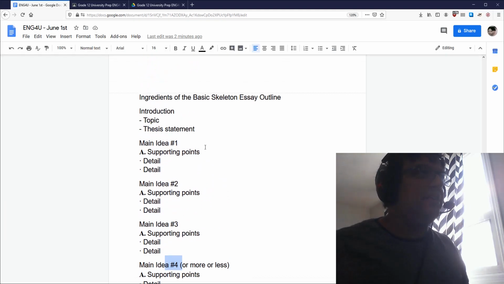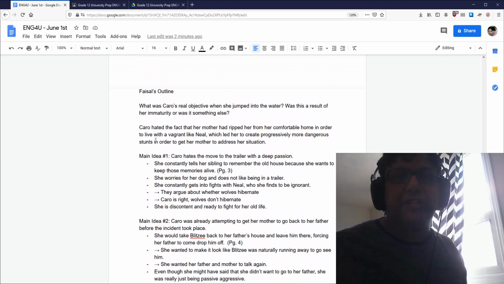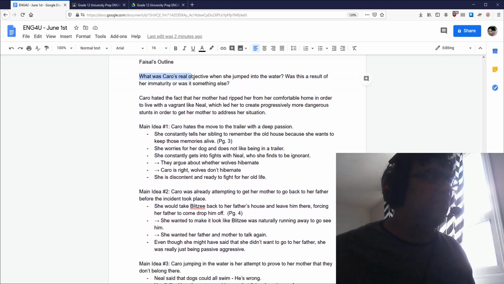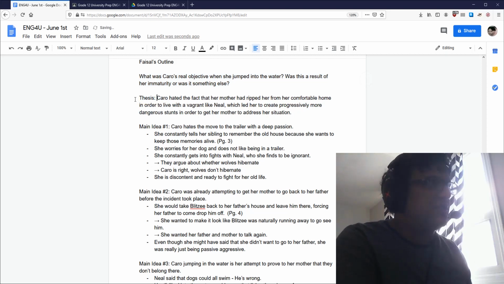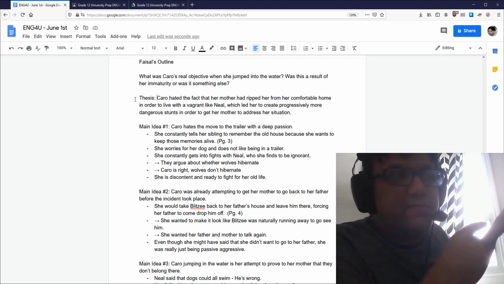So, let me show you guys what this thing looks like once you've done it. So I've made an outline here, and by the way, I will post this for you guys to take a close look at, in case that's of interest to you. But here's my outline. So the question is there: what was Kara's real objective when she jumped into the water? Was this a result of her immaturity or was it something else? And then, of course, I'll even put thesis here. Thesis: Kara hated the fact that her mother had ripped her from her comfortable home in order to live with a vagrant like Neil, which led her to create progressively more dangerous stunts in order to get her mother to address the situation. So, there's my thesis, right?